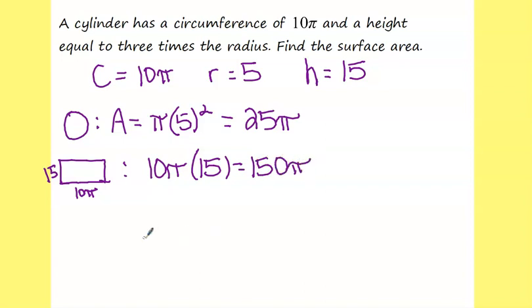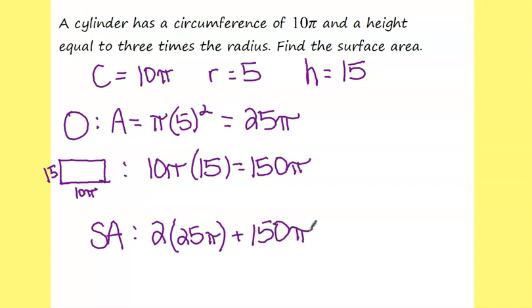Now we need to finish getting the surface area by adding up each of the bases and faces here. We have two bases that are 25 pi, and then we have the rectangular portion that is 150 pi. So that's going to be 50 pi plus 150 pi, which is 200 pi. In this case, we don't have units, so I'm just going to leave it as 200 pi.